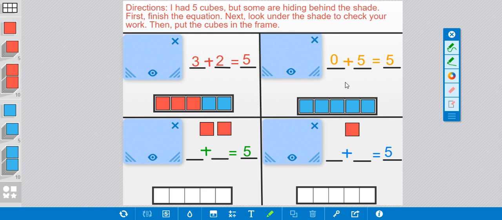Alright friends, we are going to work on equations to 5, and this is just for you to get fluent with your equations up to 5. So I am going to stop here because we only have so many equations that equal 5, and I don't want to give you all the answers. I want you to play the game all by yourself and get familiar with equations that equal 5.